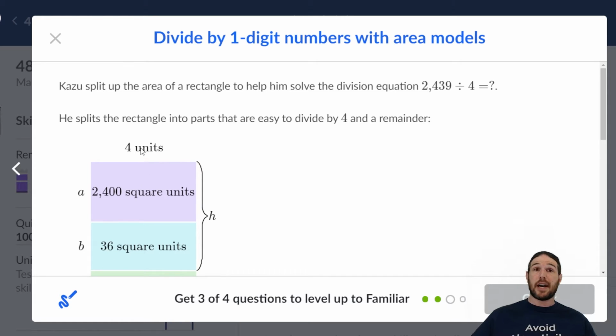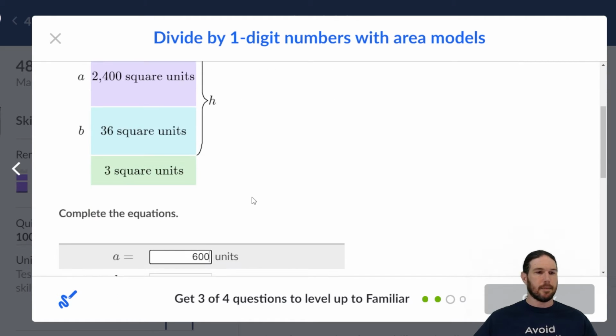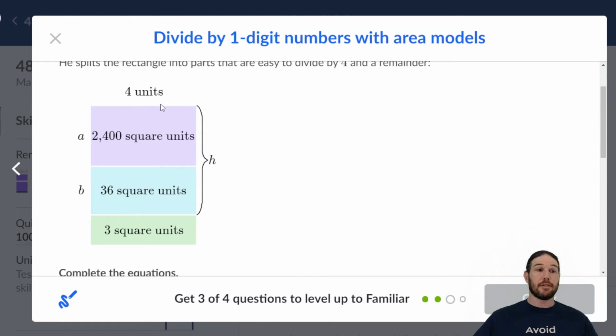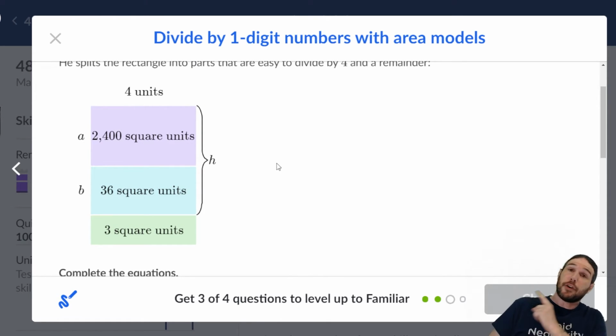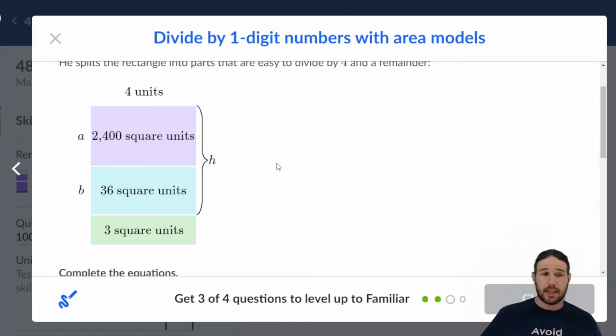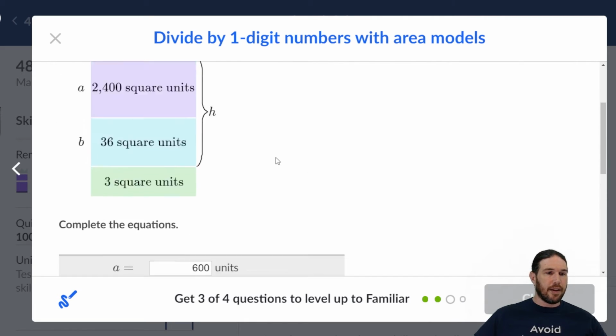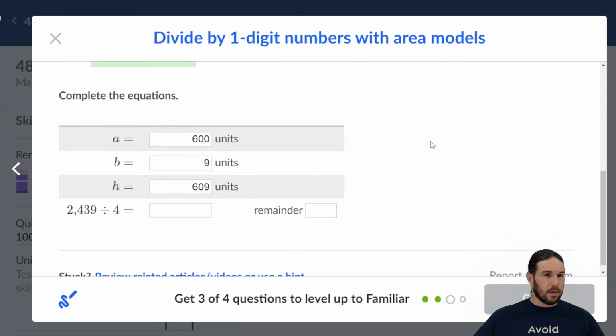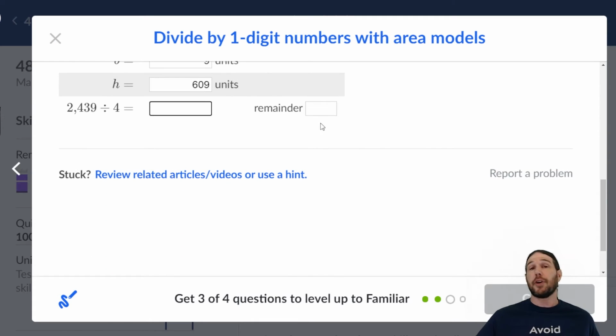B, 36 divided by 4 is, I want to say, 9? 9. Took me a second there. 36 divided by 4 is 9, not 90 this time, right? That's 36 square units, not 360. So it is only 9. And then that makes the total height there 609, with a remainder of 3 square units left over. So 2,439 divided by 4 is 609, remainder 3.